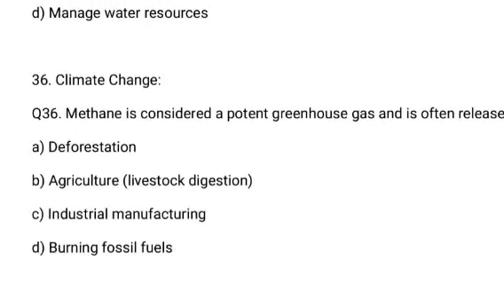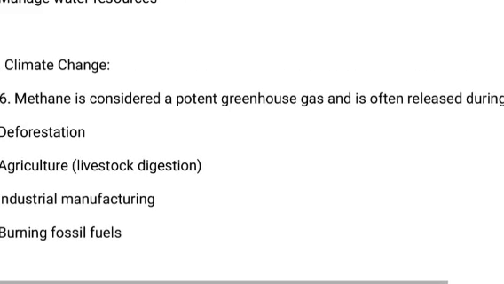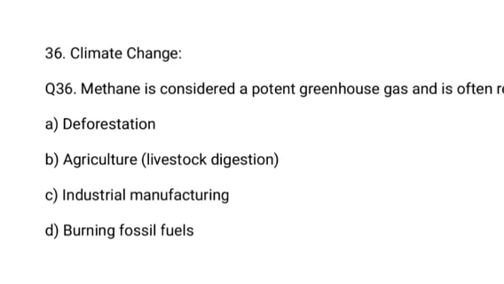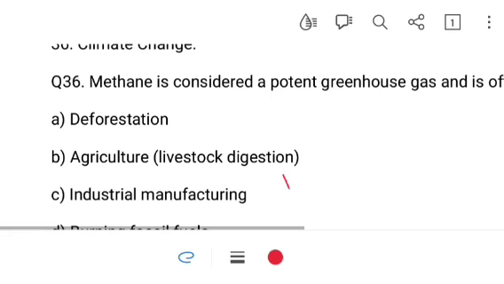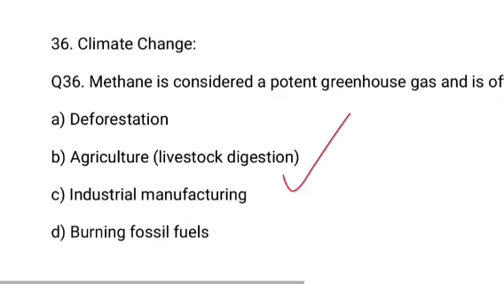Next is climate change. Again, methane is considered a potent greenhouse gas and is often released during what? Deforestation, agriculture, livestock digestion, industrial manufacturing, burning fossil fuels. It will be agriculture, related to livestock digestion.